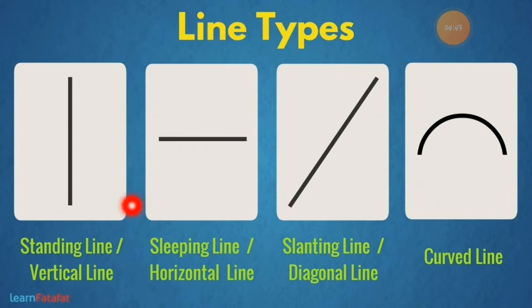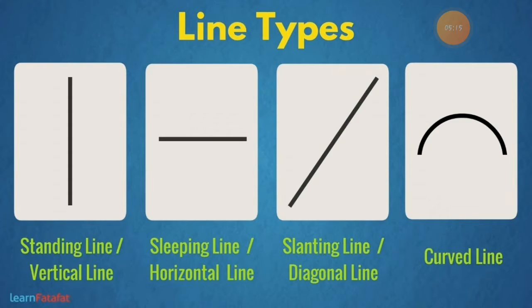First of all, this line you can see in the picture. This one is the standing line. Do you know which line it is? This is a very easy and primary line. The standing line. The main name is standing line, so what is another name for this line?